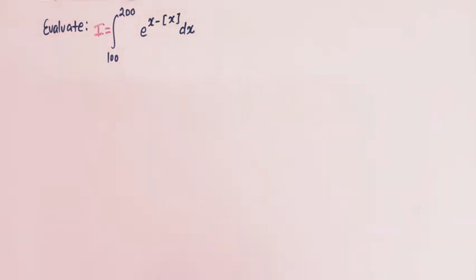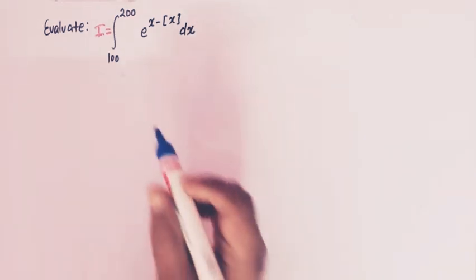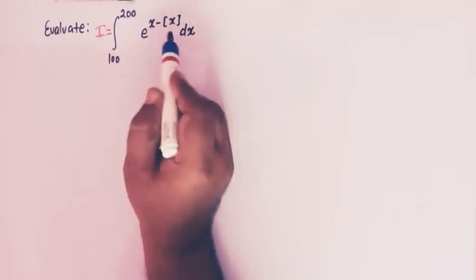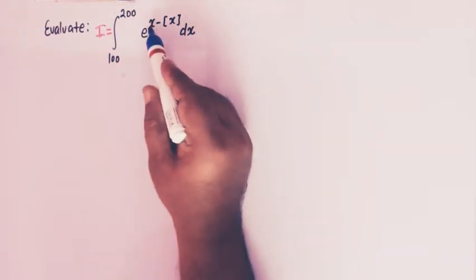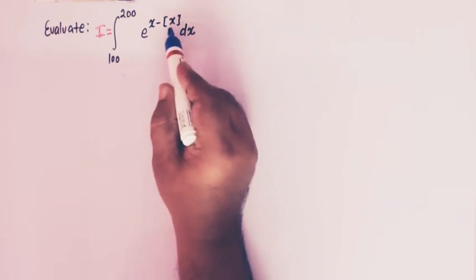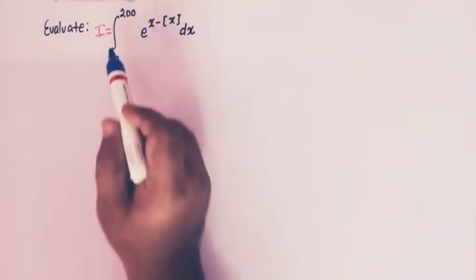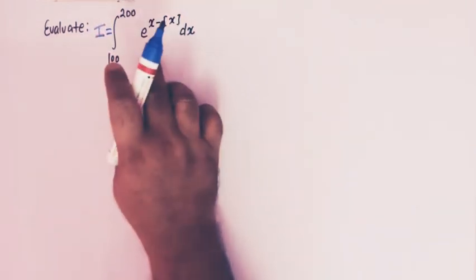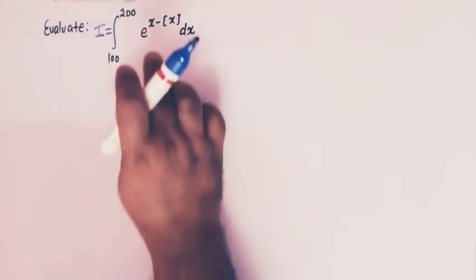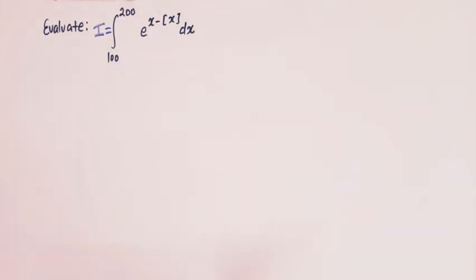Hello viewers, in this class we are going to solve one important definite integral involving greatest integer function. So here we have to evaluate this integral from 100 to 200 of e raised to x minus greatest integer x. Let us call this integral as I, and in order to evaluate this integral, we have to make use of some properties of periodic functions.